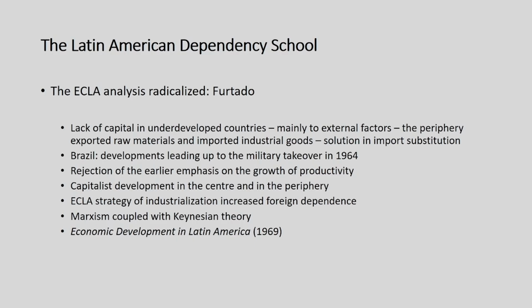If Furtado's strategy of industrialization increased foreign dependence, then imported consumption goods had already been replaced by imported capital goods and intermediate products necessary to the industrial structure that had been created in Brazil. The dependence upon the export of primary products had also increased, since it alone was to pay for the imports.